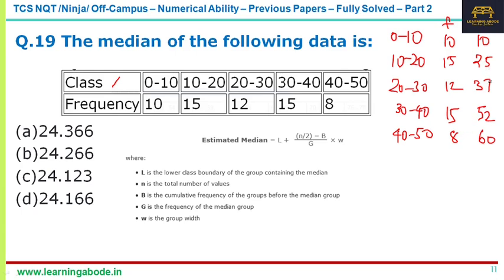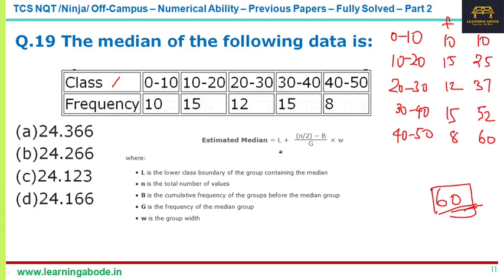Okay, 5 items are there, right? So now 60, so sorry, totally there are 60 items. Okay, right. Now let's try to fit into the formula.